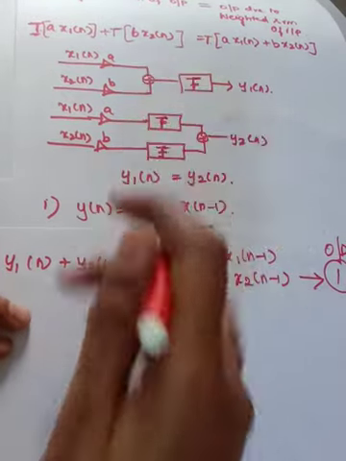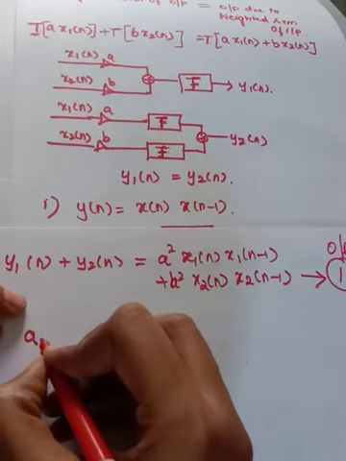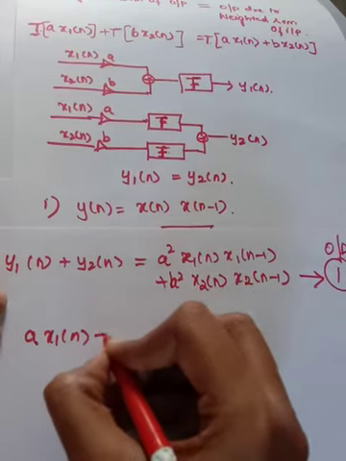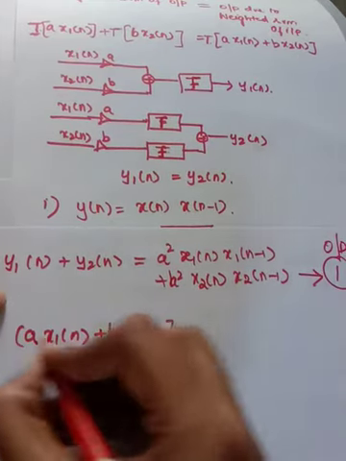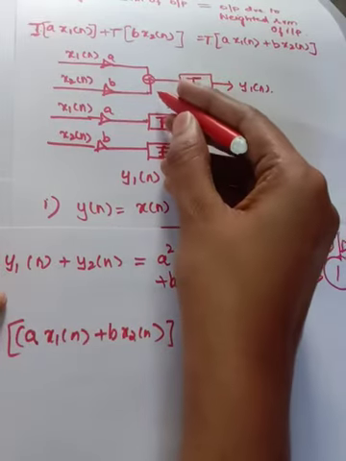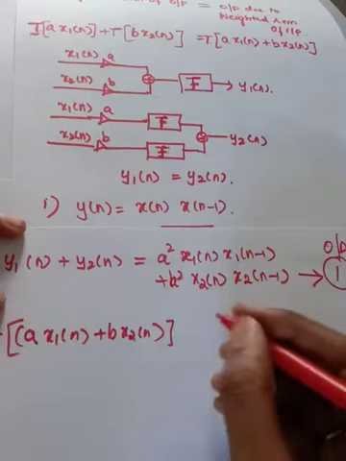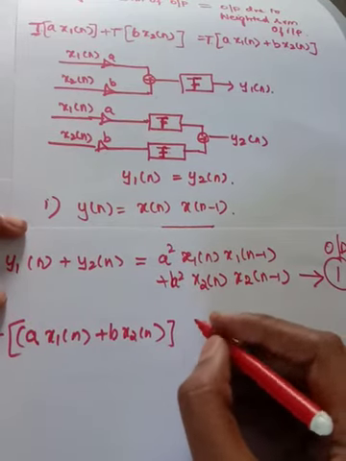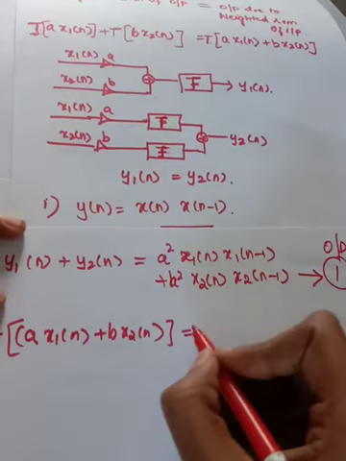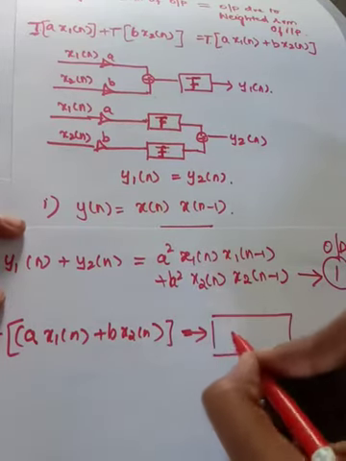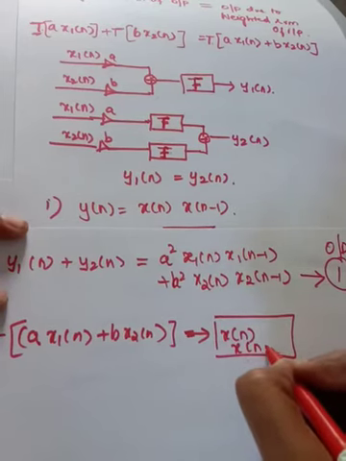Now I need to find out this. What is the meaning of it? I have a x1 of n plus b x2 of n. So this is the total input. Now I have obtained up to this point, and I am going to give it to the system, which is doing the functionality x of n into x of n minus 1.